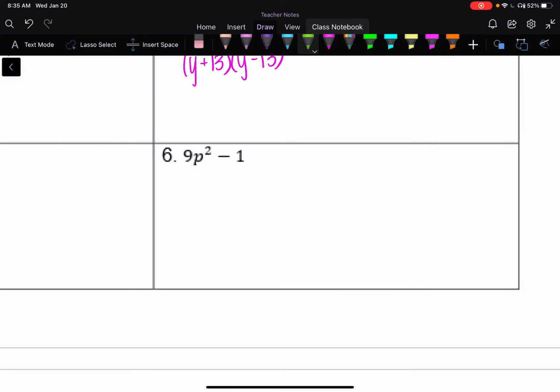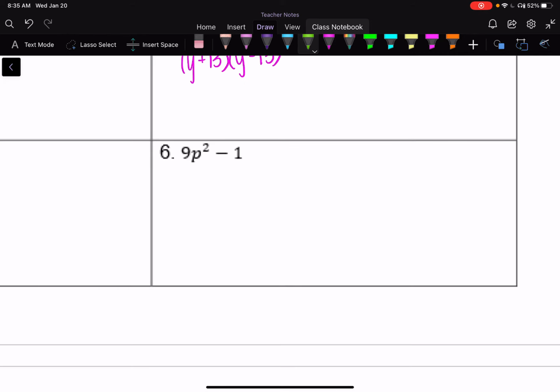Now moving on to number 6. Check for a minus. We have that. Now we take the square root of my a term to get 9p, and the square root of the second term to get 1. That breaks down to 9p plus 1 and 9p minus 1.